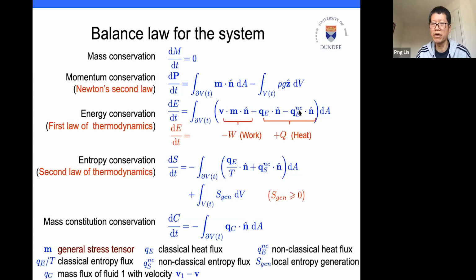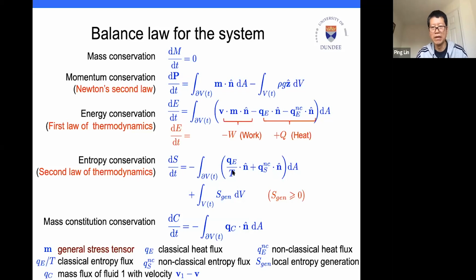Which we call non-classical terms, which we need to determine later. These things we don't know. It's a new thing, and these are classical ones, which you can find from a standard book. And also for the entropy change, the rate of change of entropy would be the classical entropy flux, which is defined by the classical heat flux divided by temperature.